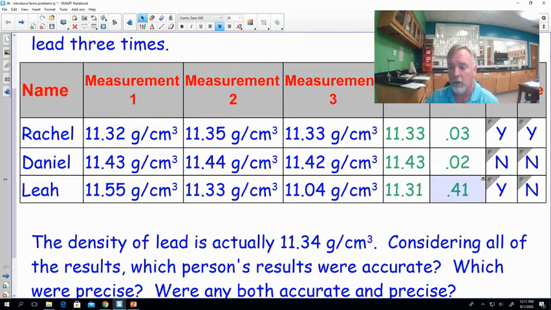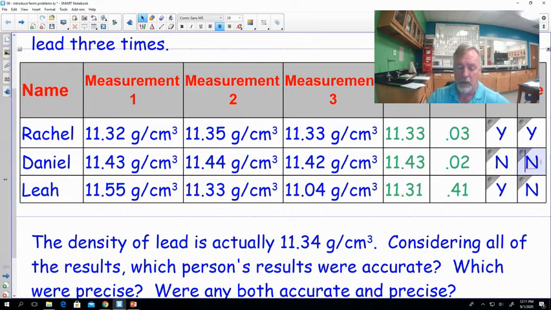Whoop, I have the wrong value here. This should be a yes. Sorry, Daniel is precise. So here I gave you 3 examples: Rachel being precise and accurate, Daniel being precise but not accurate, and Leah being accurate but not precise.